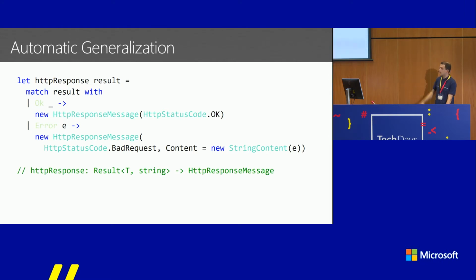And again, that's an example of matching. It has 2 cases, OK and error. In each case, it returns its own value, which has to be of the same type. Otherwise, it will not compile. And in this case, it's an HTTP response message.